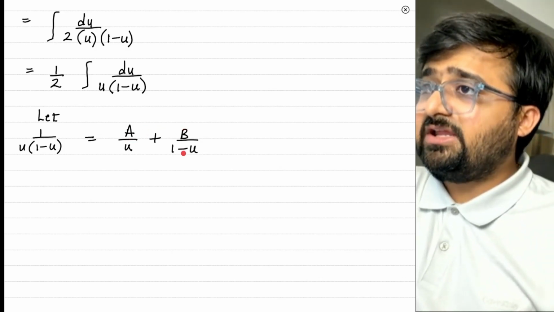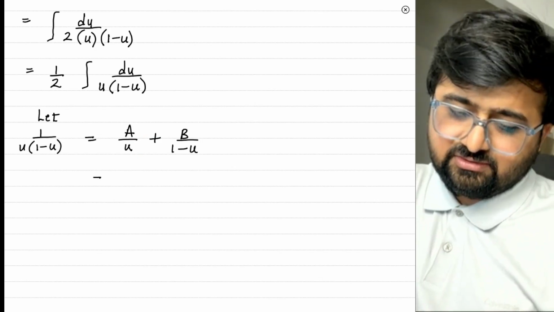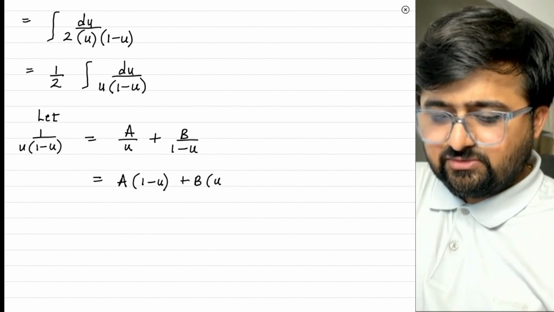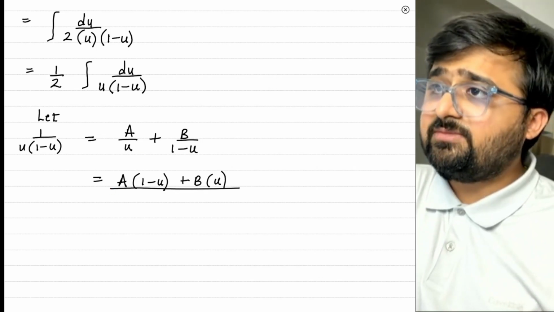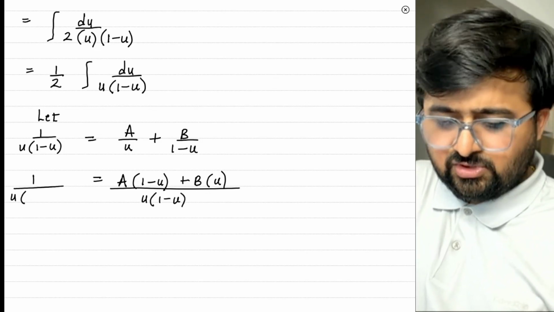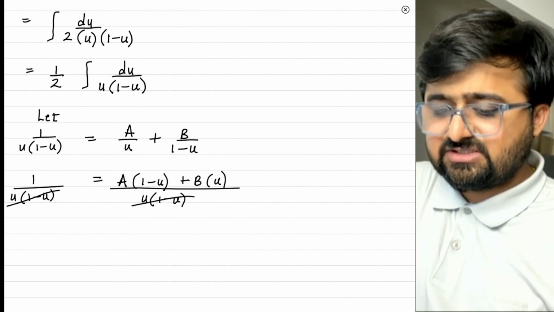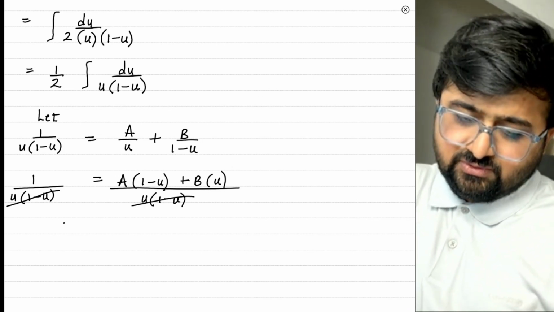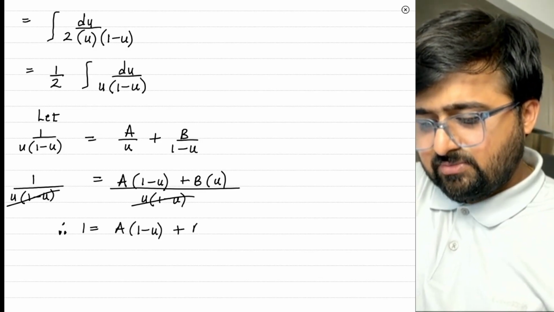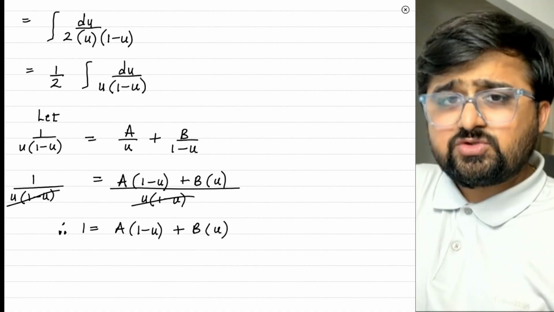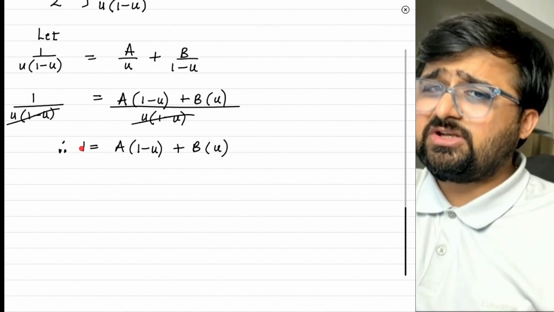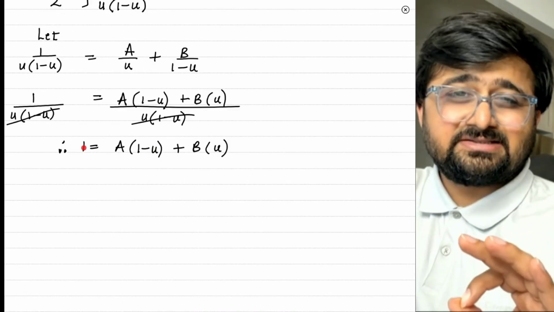In order to find the values of A and B, let's cross multiply over here. So we have A times 1 minus u plus B times u divided by u times 1 minus u, and on the left hand side we have u times 1 minus u, and this term will get cancelled right here. So you will have 1 equal to A times 1 minus u plus B times u. Now what most people will do in order to find the values of A and B is compare the left hand side and right hand side. It's not incorrect to do that, but what I tell you is it's extremely inefficient.